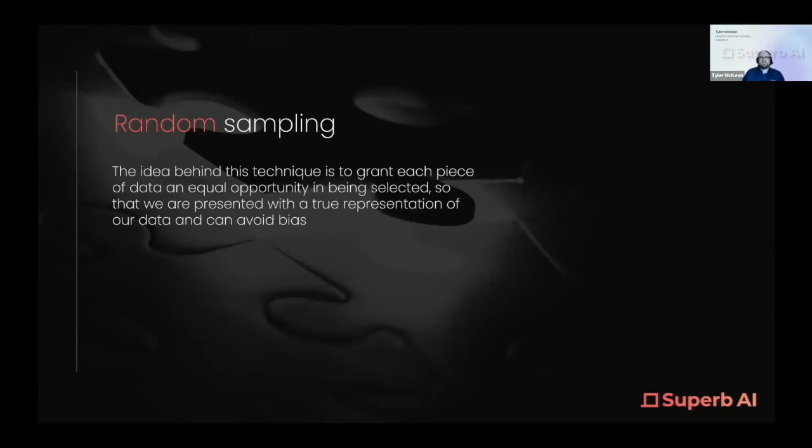its simplicity. Choosing data at random requires no knowledge of the items being researched or labeled, making it incredibly easy to implement. In addition, random sampling does not involve prior classification, thus reducing the likelihood of errors. As the slide says, the idea behind this technique is to weigh each piece of data equally so that our training data is representative.